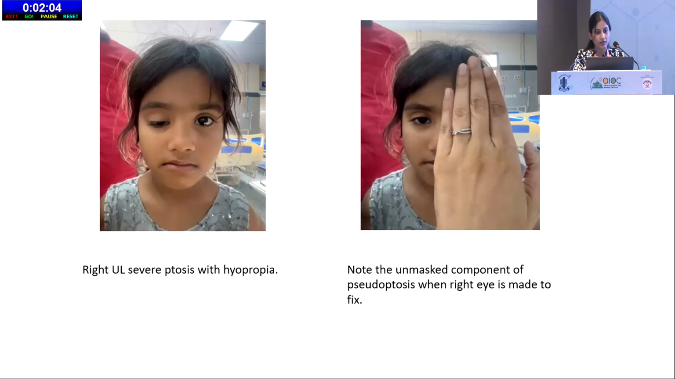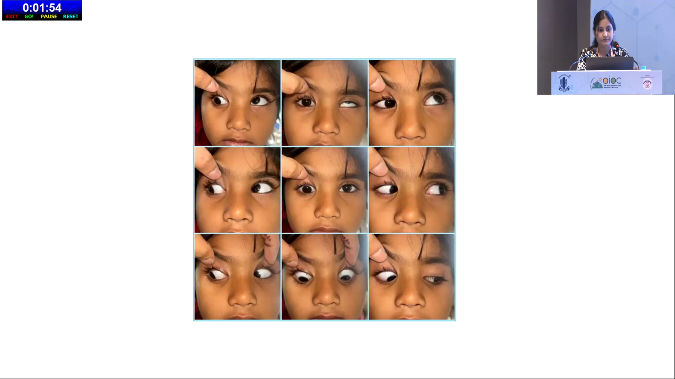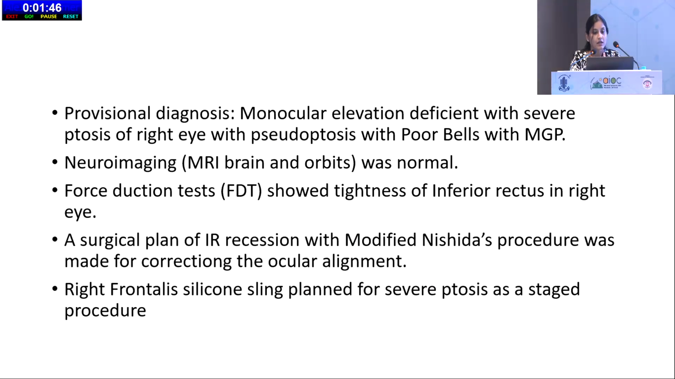So you can see in the first picture, severe ptosis of the right upper lid is seen along with hypotropia, and also note the unmasked component of pseudoptosis when the right eye is made to fix. This is the child in primary gaze showing hypotropia of around 60 PD, 30 degrees on Hirschberg, and a limitation of upgaze. So monocular elevation deficit with severe ptosis of the right eye along with a pseudoptosis component, with poor Bell's and MGP.